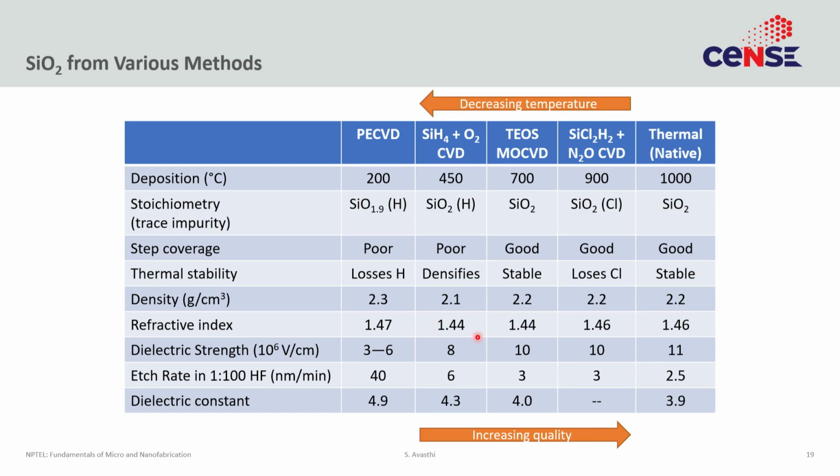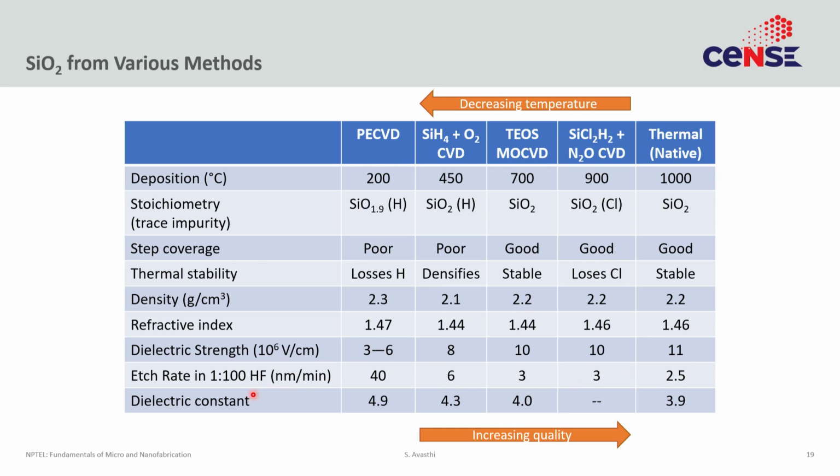Dielectric strength again scales exactly the same way. More dense, higher quality films tend to have very high dielectric strength. Less dense, poor quality films tend to have low dielectric strength. The same strength can also be looked at in the resistance to chemical attack. So HF will etch all of these films, but at various rates. Thermal oxide will etch very slowly, PECVD will etch very fast.